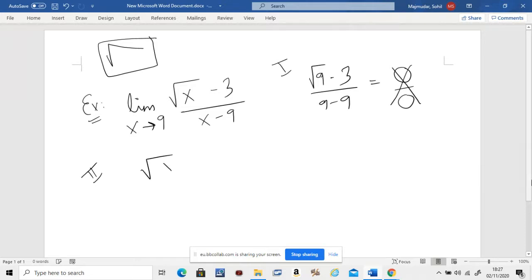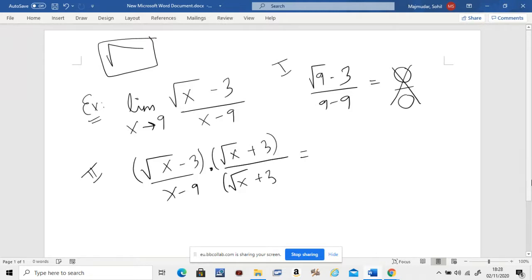How do you simplify the problem? Well, this is a technique called rationalizing. You multiply the top and the bottom by the conjugate of the root. What do you mean by the conjugate? It means the opposite: the square root of x plus 3, square root of x plus 3. Keep them in brackets to simplify.